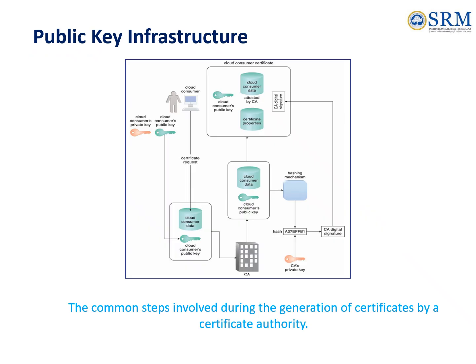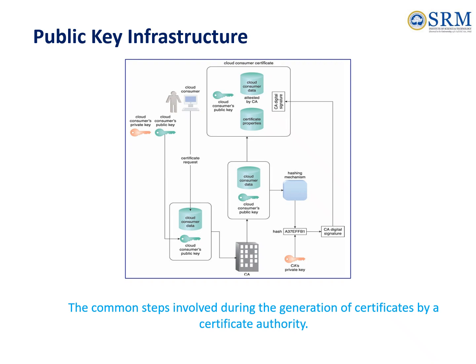Now let us understand the diagram showing how a digital certificate is generated in a public key infrastructure system. The process starts with the cloud consumer. The cloud consumer already has a private key and a public key. Remember, the private key is kept secret while the public key can be shared. Now, the cloud consumer sends a certificate request to the certificate authority, commonly called the CA. This request contains the cloud consumer's public key and identity related information called cloud consumer data.